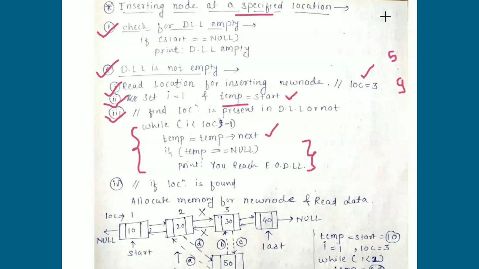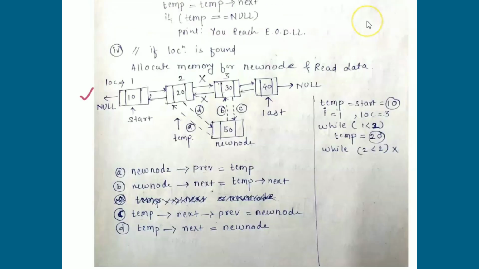Now suppose you found the location. In that case, we can allocate the memory for the new node, read the data for the new node, and assign the data to the new node. Now your new node is ready to be inserted into an existing doubly linked list. So now I have taken a doubly linked list in which 4 nodes are already present, and I want to add this new node into my existing linked list at location 3.